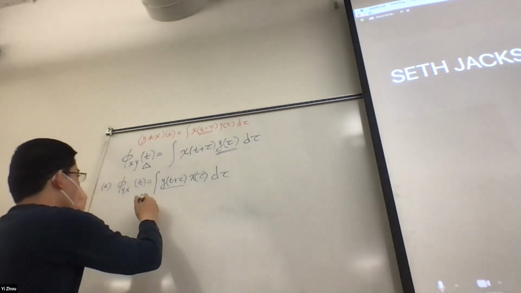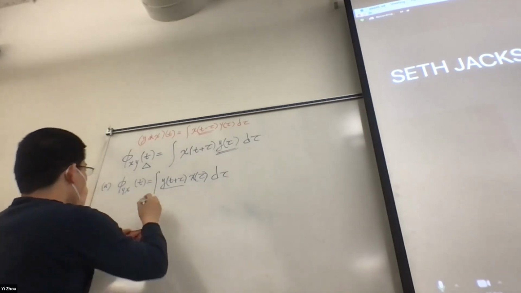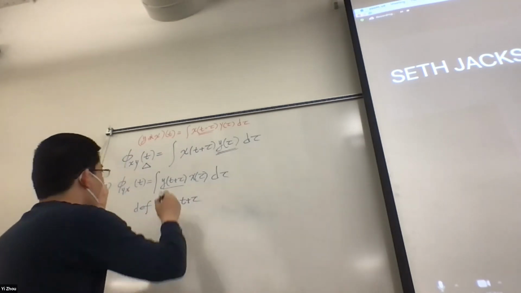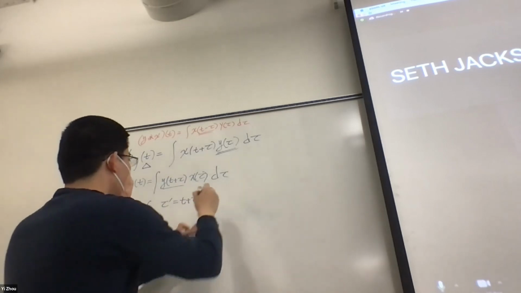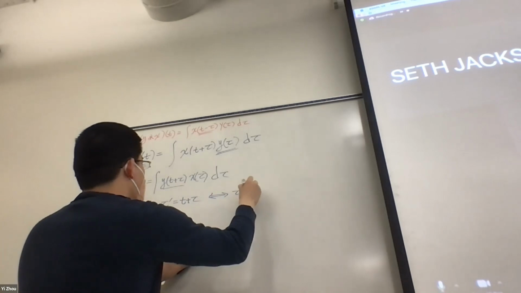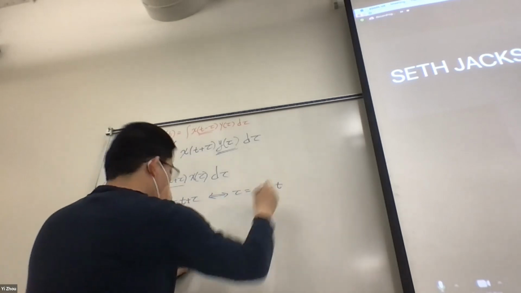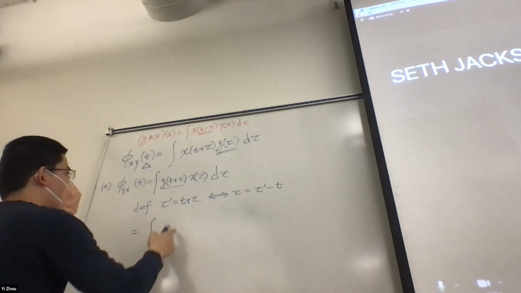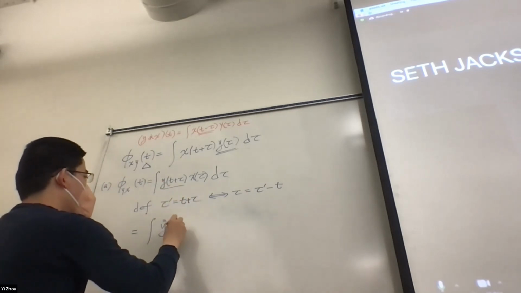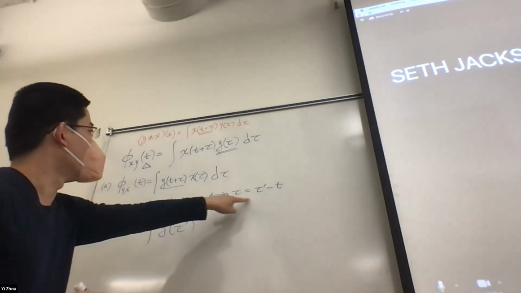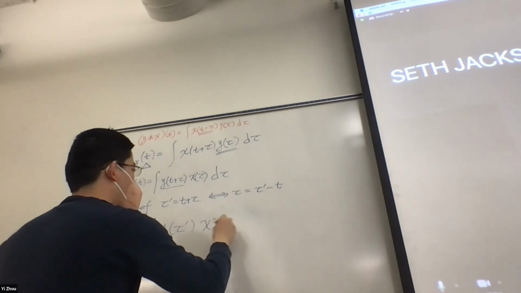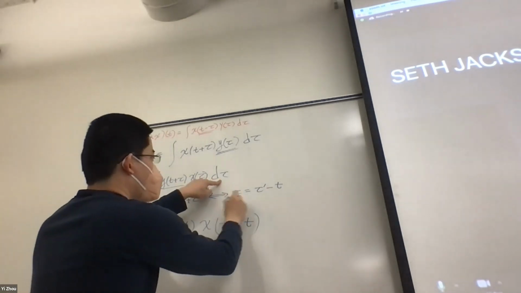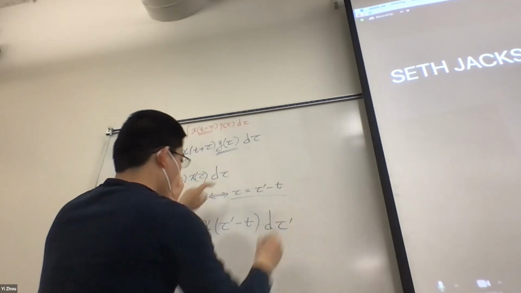We can define tau prime as t plus tau, so that equivalently tau is tau prime minus t. With this change of variable, we can rewrite this integration. So t plus tau is now tau prime, and this tau is tau prime minus t. And then d tau, from this equation, equals d tau prime. So they are the same.